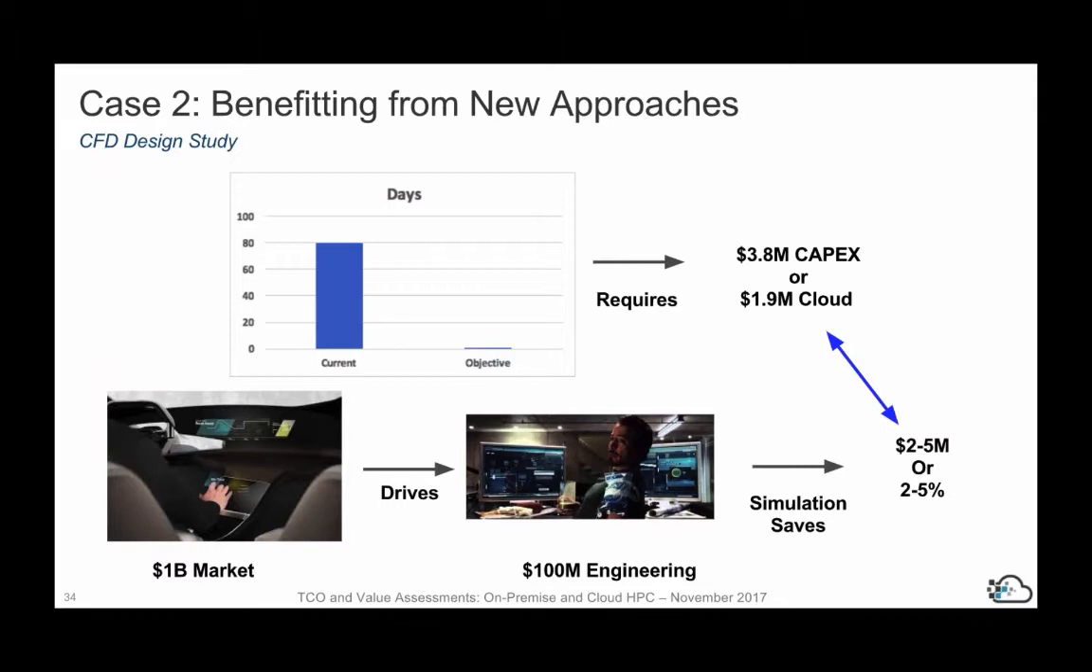The additional CapEx required to satisfy the R&D team's demand was estimated at $3.8 million, but in the cloud, it was $1.9 million. The team estimated the potential revenues from this product to be approximately $1 billion, and the engineering costs were estimated at $100 million. However, this design study was estimated to save between $2 and $5 million in engineering costs. Only the approach in the cloud could justify their conservative estimate here. Furthermore, this was the R&D team, and all their requirements today won't be their requirements a year from now. And tying that money up into an asset with a 3 to 5 year lifespan simply did not align with their innovation cycles.